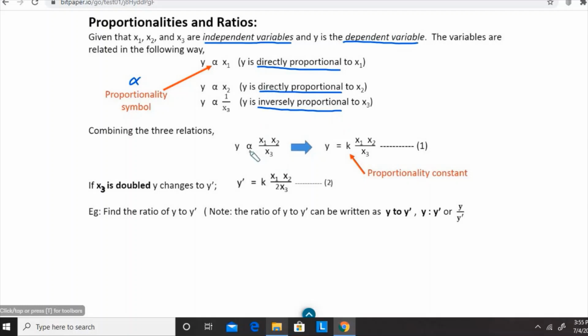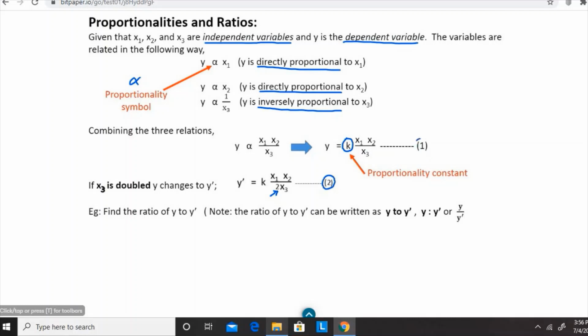So we can combine these 3 relations and write this expression. Now, if we want to convert this to an equation, what we need to do is multiply the relation by something called a proportionality constant. Here it's represented by k. Now, when we multiply that, we get equation number 1. Now, suppose x3 variable is doubled. That means in the denominator, you can see a 2 here. And as a result, we end up with a new equation, and that's why I call it equation number 2.